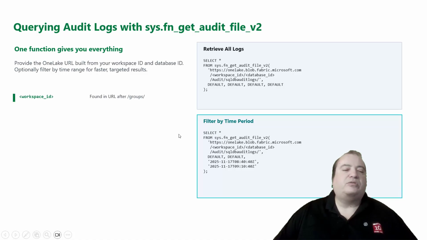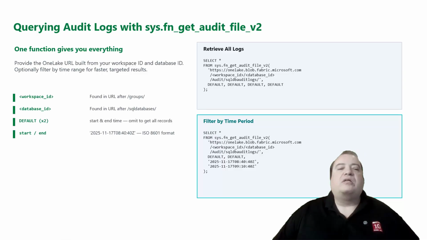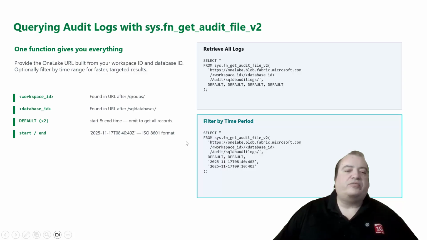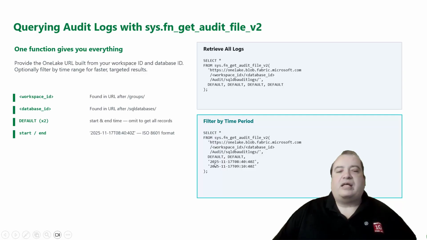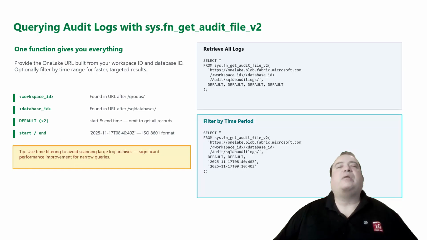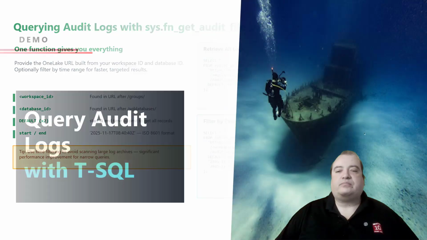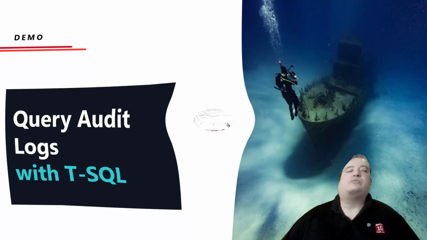So we need the workspace ID, we need the database ID to retrieve the audit. For the first two parameters we always use the full, and for the last two parameters we define the dates, start and end date. The filtering option with start and end date can be very helpful if the amount of information we are querying is too huge. Let's see how to query the audit.